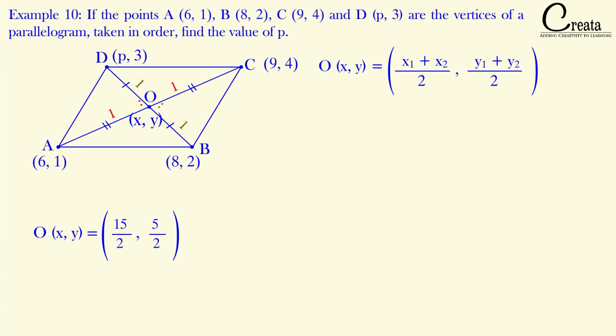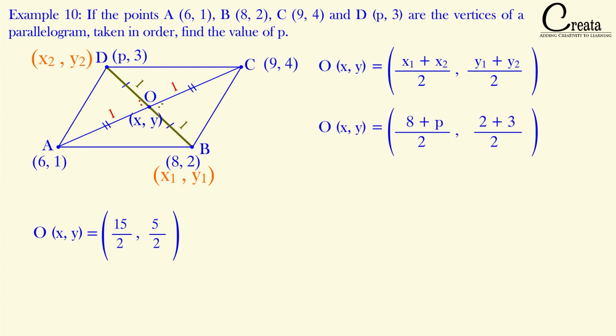Let's again find the coordinate of point O using the diagonal BD. Here let's assume the point B as x1, y1 and coordinate of point D as x2, y2. Note that we are having P in the coordinate D that we have to find. We will use the same section formula, the midpoint one, because the ratio is again 1:1. Let's target the x coordinate, that will be 8 plus P upon 2, and the y coordinate, it will be 2 plus 3 upon 2, which is basically 5 upon 2.